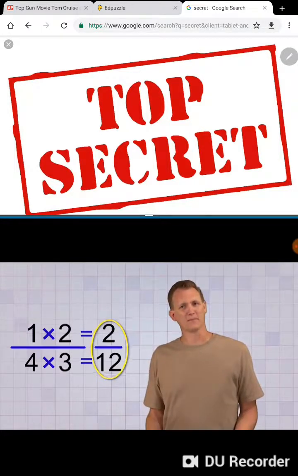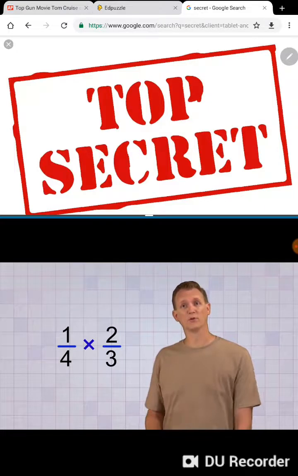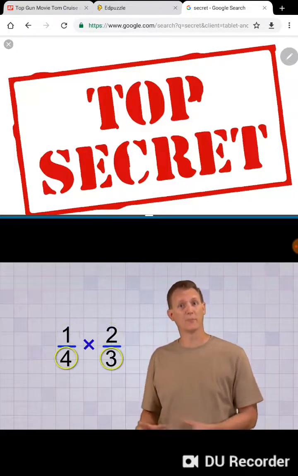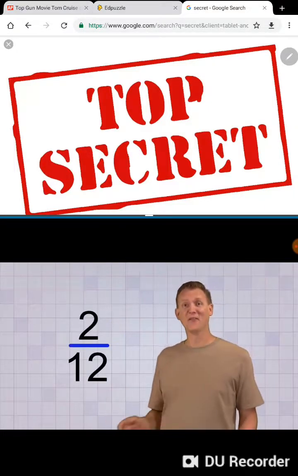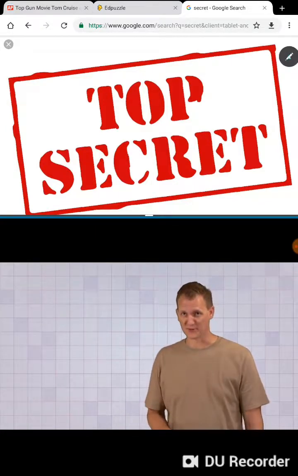So what does all this mean? Well, it means that to multiply fractions, all you have to do is multiply the top numbers, and then multiply the bottom numbers, and ta-da! There's your answer. As always, let's see an example or two.